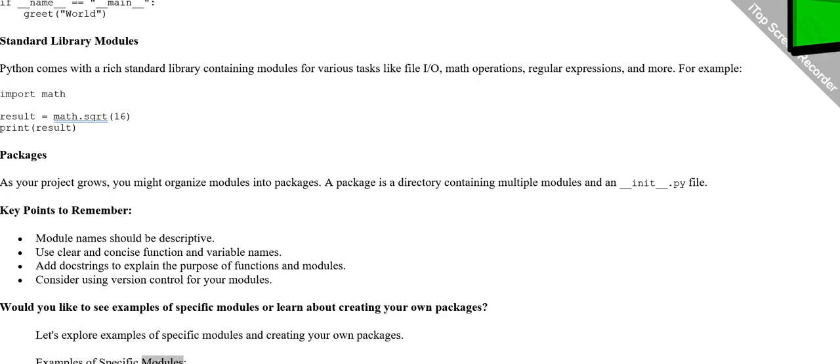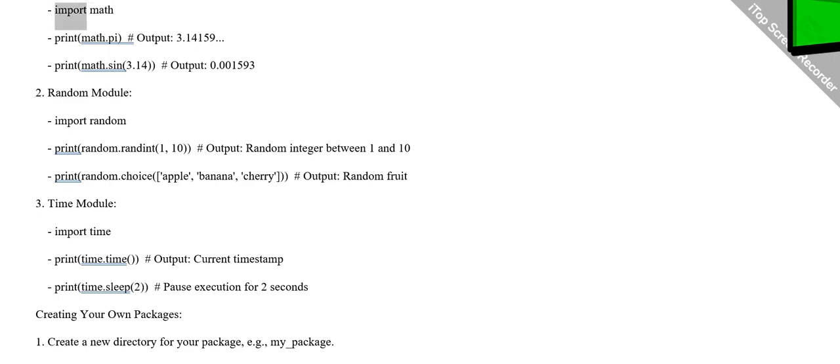Examples of specific modules. 1. Math module. import math print(math.pi) # output: 3.14159 print(math.sin(3.14)) # output: 0.001593. 2. Random module. import random print(random.randint(1, 10)) # output: random integer between 1 and 10 print(random.choice(["apple", "banana", "cherry"])) # output: random fruit.